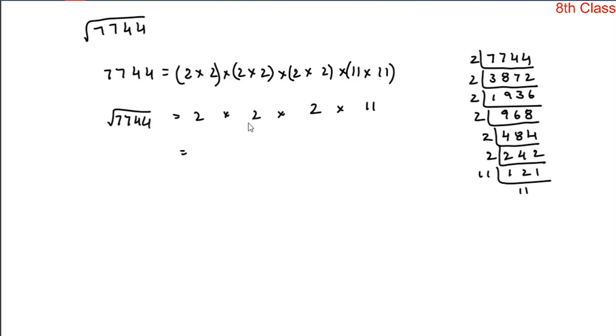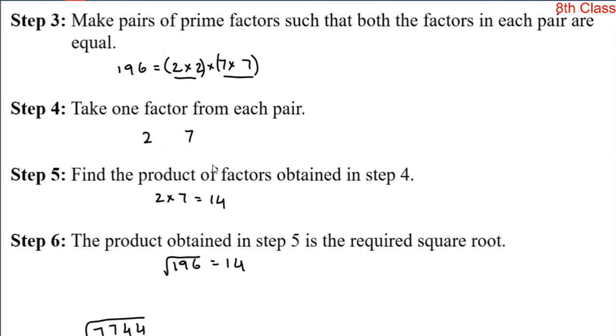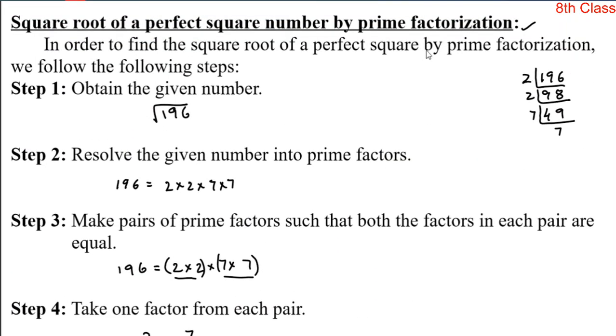So it is equal to 2 into 2 is 4, 4 into 2 is 8, and 8 into 11 is 88. That means the square root of 7744 is equal to 88. That means this 7744 is the square of 88. So that's why this 88 is the square root of 7744. Okay, so this is one method to find the square root of a large number, that is the prime factorization method.